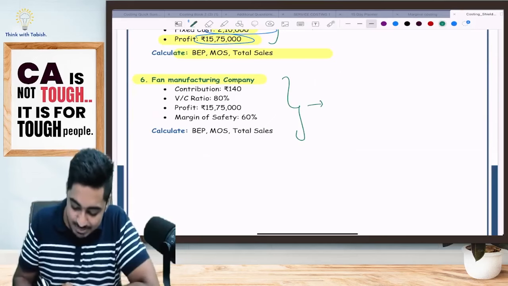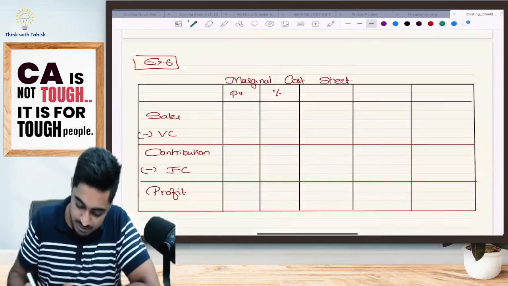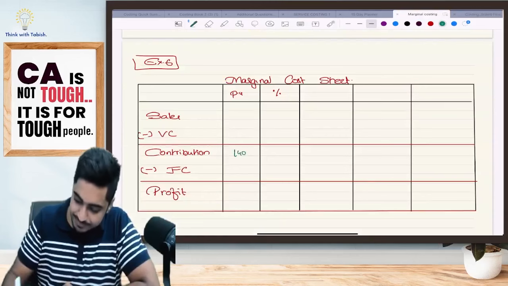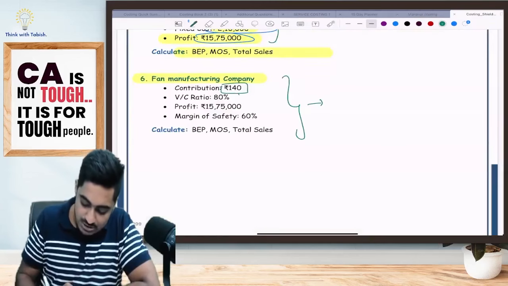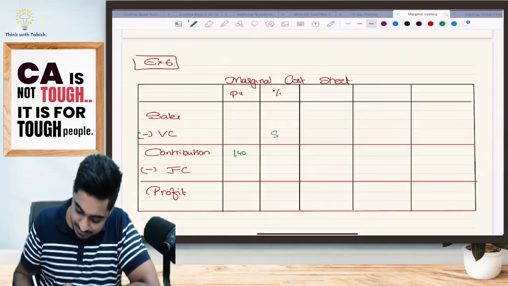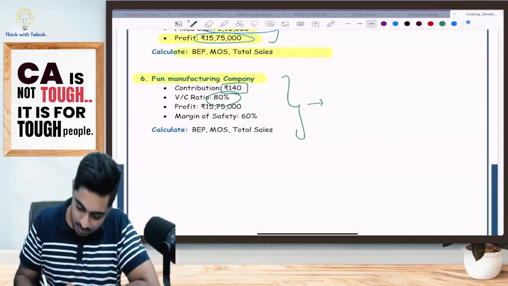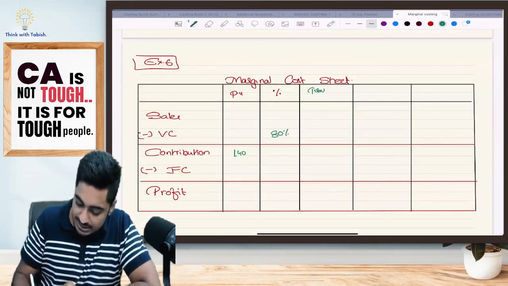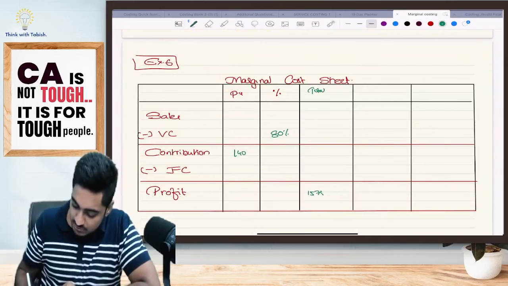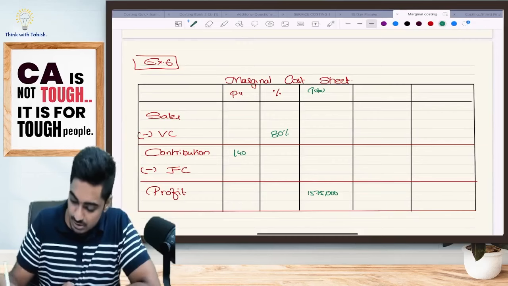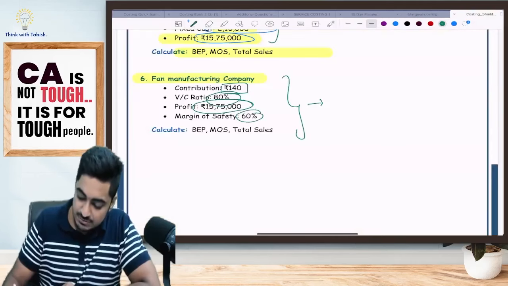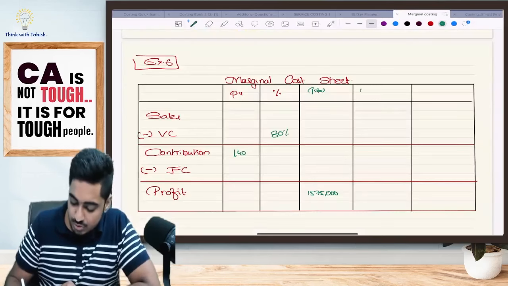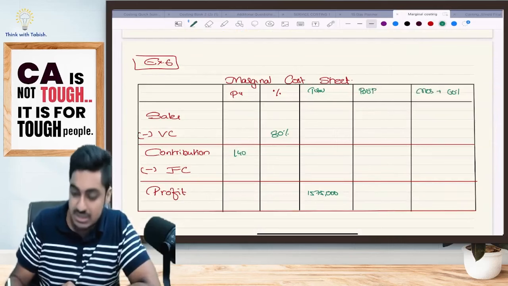Okay, let's see this. Pay attention, everyone. What is my contribution per unit? Sir, 140. Okay, what is variable cost? 80%, sir. Okay, how much profit do I want? Sir, total I want now 15 lakh 75,000 profit. How much is my margin of safety? 60%. That means total I will bifurcate it as BEP and MOS. MOS is 60%. Yes or no, everyone?